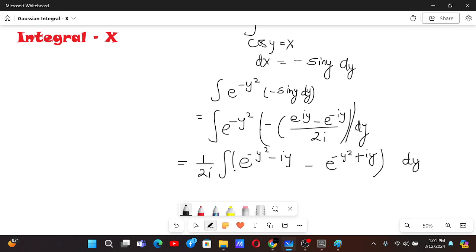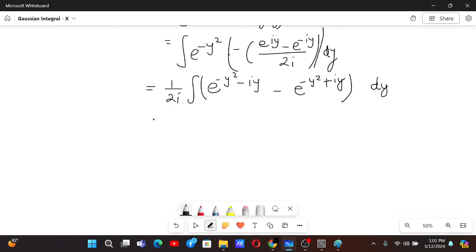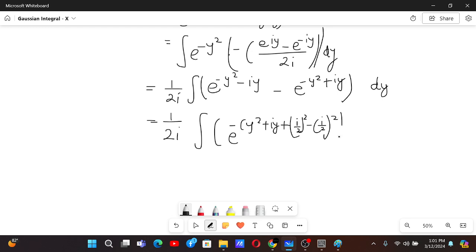Now the next thing we should be doing is to complete the square, because that will simplify things. Let's complete the square. Integral of, we have e to the power minus of y square plus iy plus i by 2 whole square minus i by 2 whole square, and then minus e to the power minus of y square minus iy plus i by 2 whole square minus i by 2 whole square.